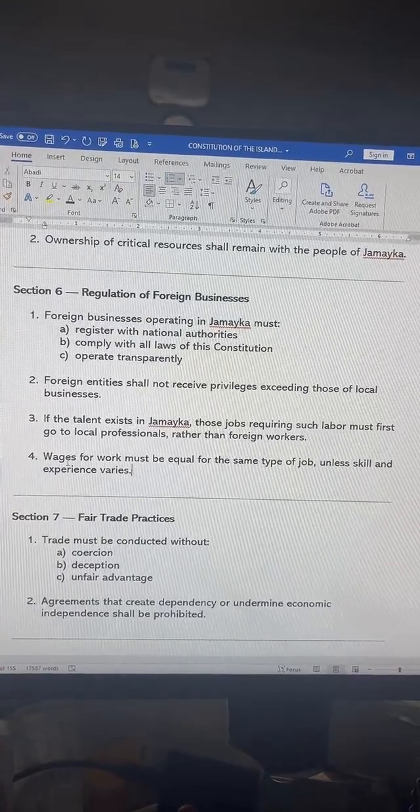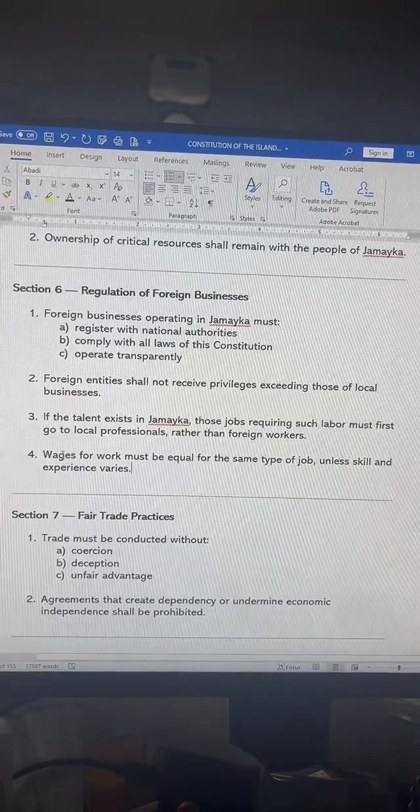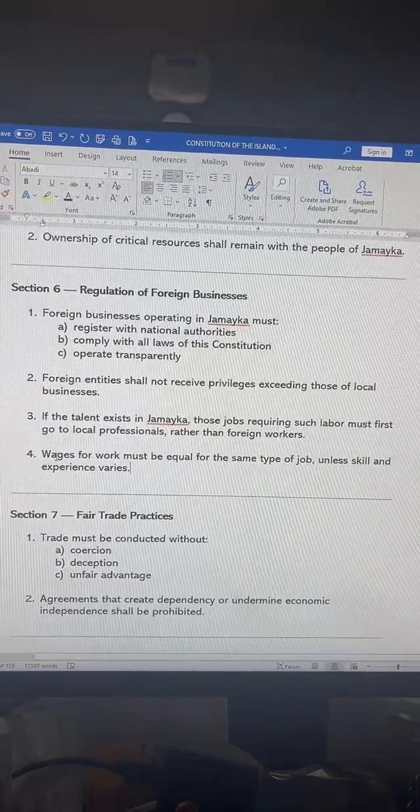Did we talk about taxation? Yes, we did. There's a section on taxation.